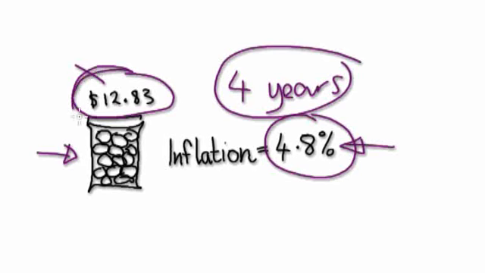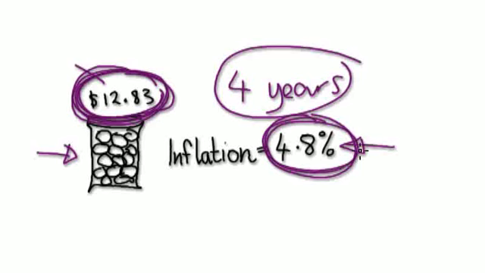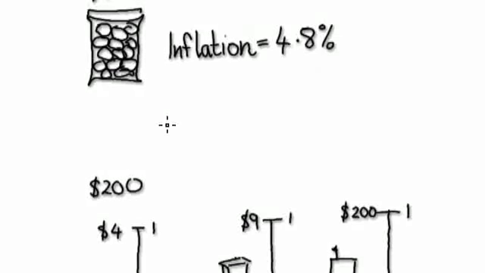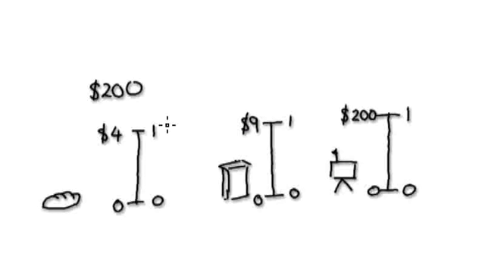Okay, so currently the price of the potatoes is $12.83. The inflation will be the same for 4 years. How much will this same bag of potatoes cost in 4 years' time? And inflation means the rise in price of everything.